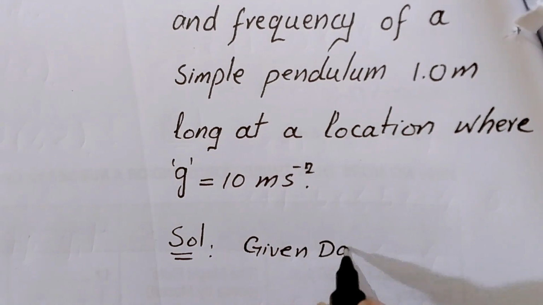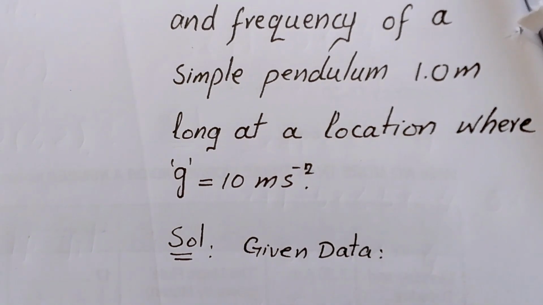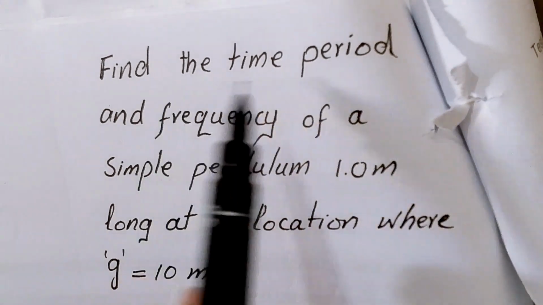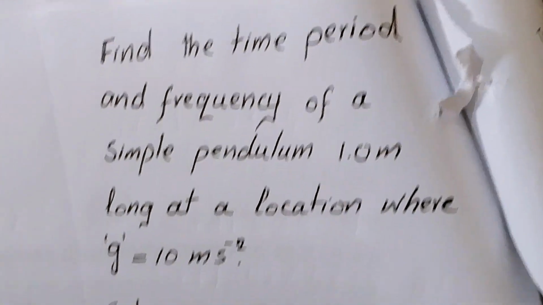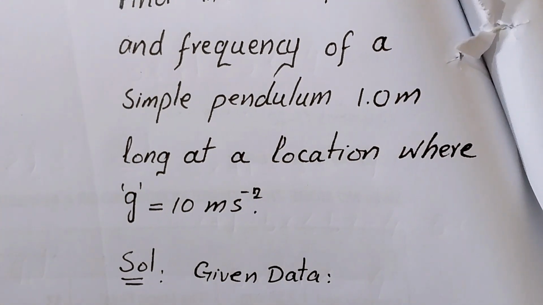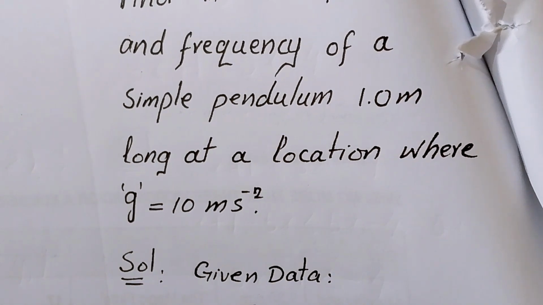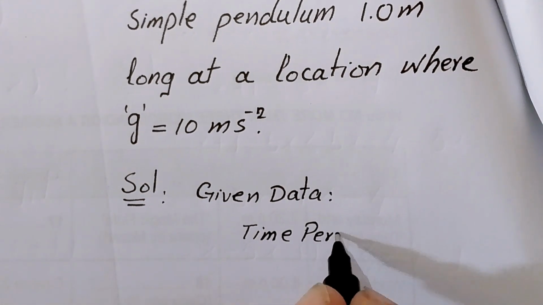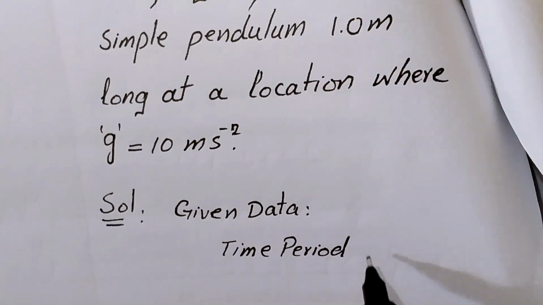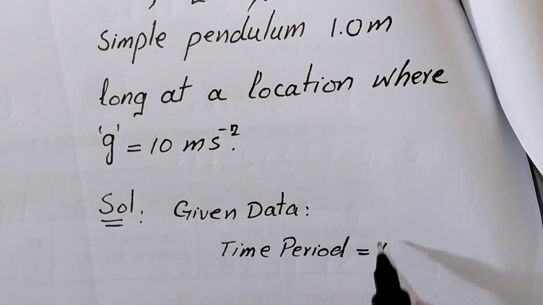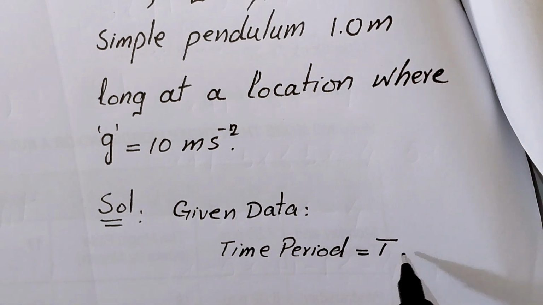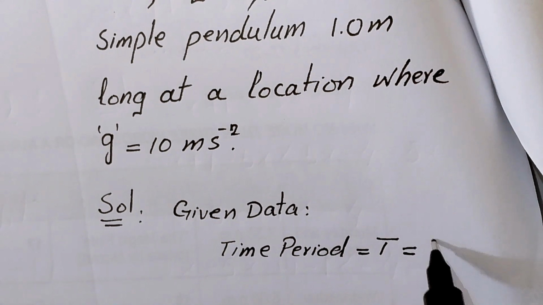Given data. Let's now take out the given data from the question. Find the time period. So time period, that is denoted by capital T. Time period is always denoted by capital T, and that we have to find out, so we will put a question mark here.